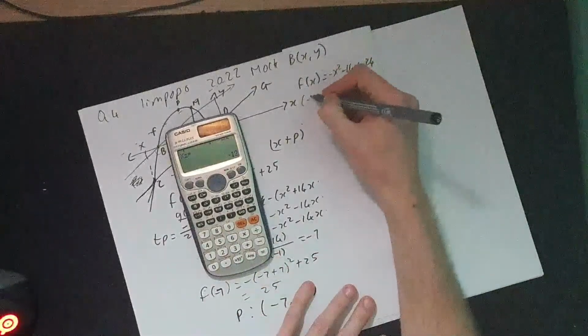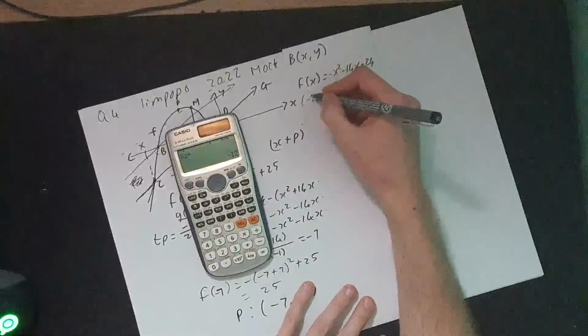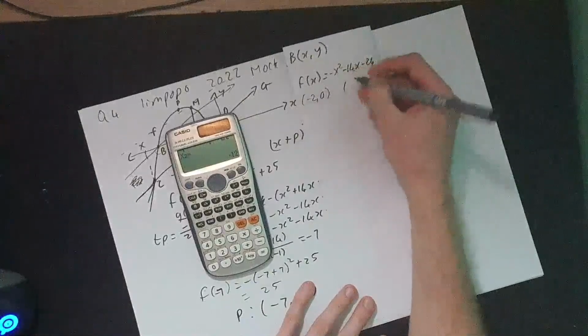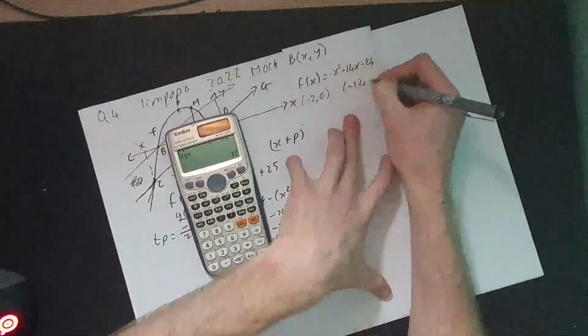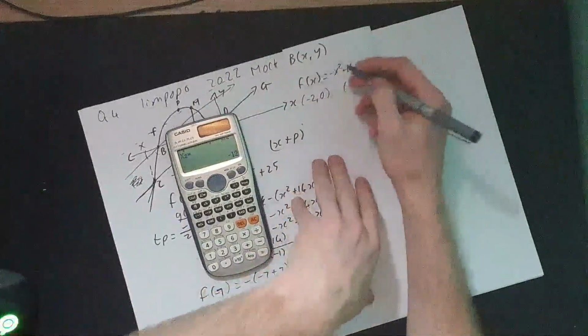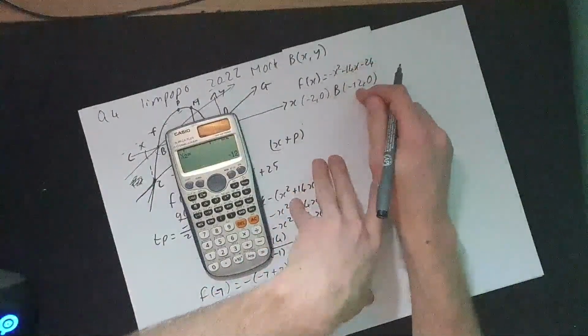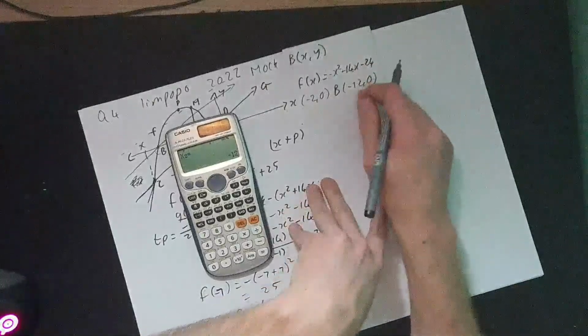Okay, so we have -2 and 0, and the other one is -12 and 0. So it only makes sense that B takes on the form of -12 and 0. Okay, so now we've got that.